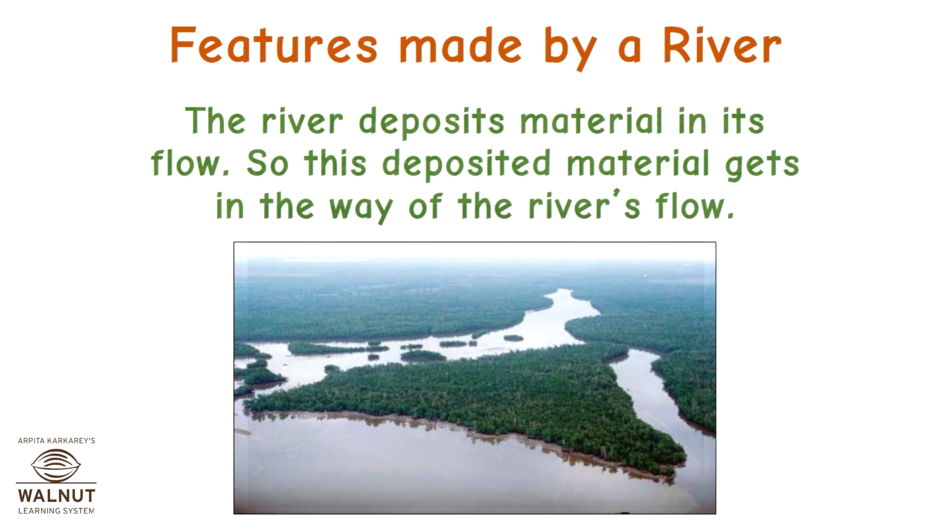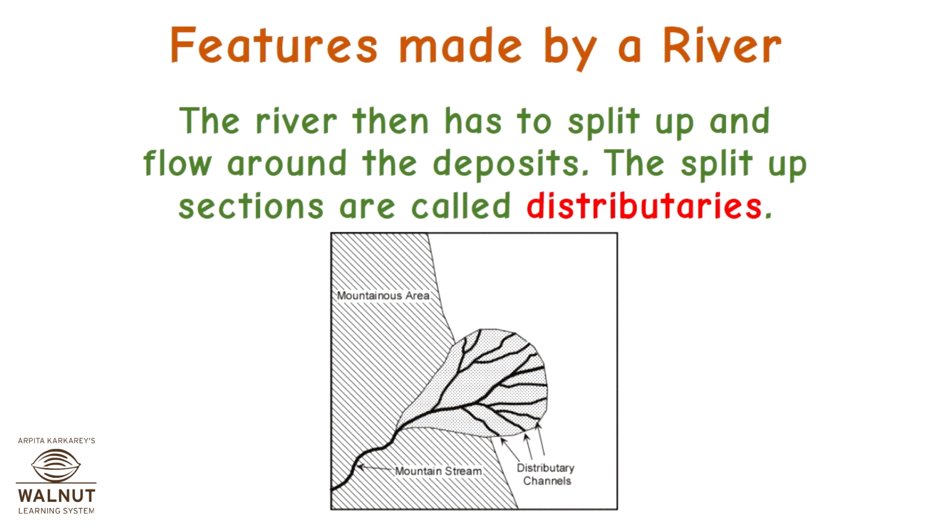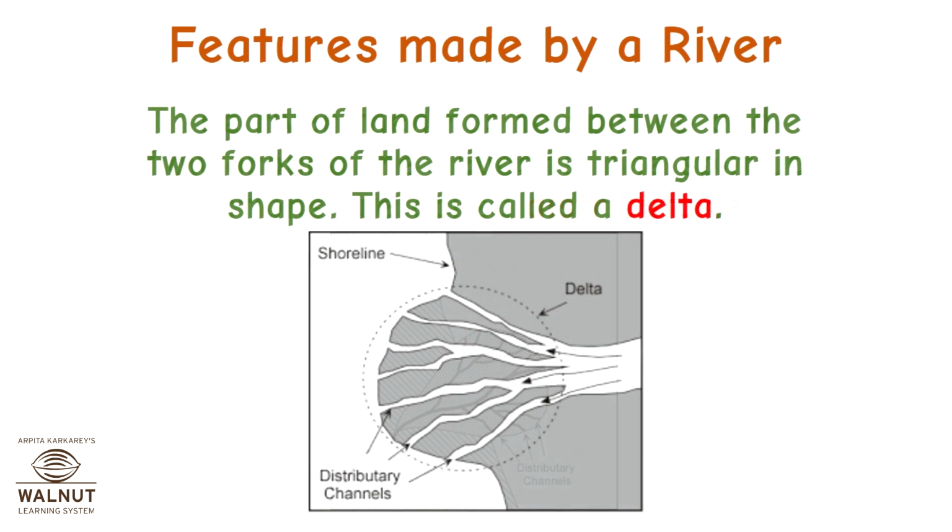The river deposits material in its flow. This deposited material gets in the way of the river's flow. The river then has to split up and flow around the deposits. The split up sections are called distributaries. The part of land formed between the two forks of the river is triangular in shape. This is called a delta.